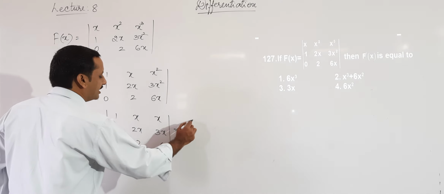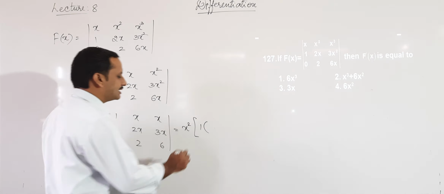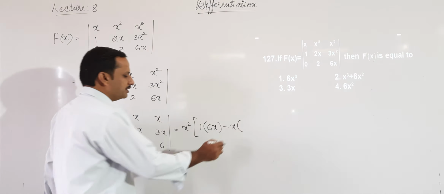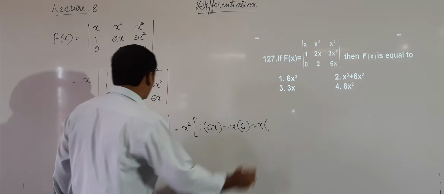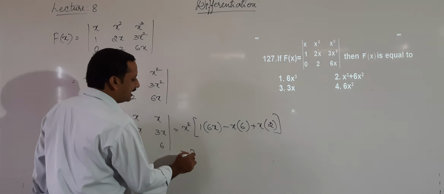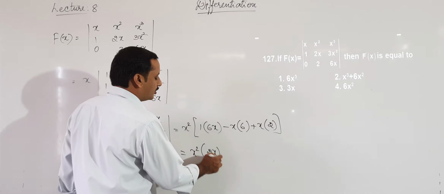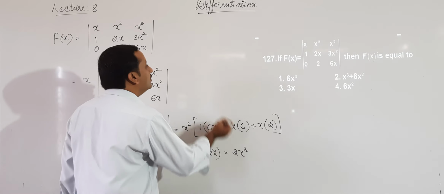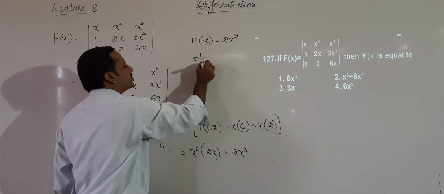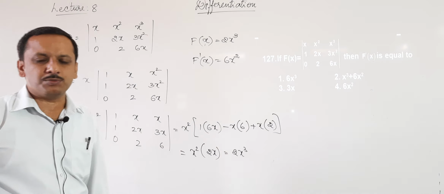Now expand this determinant, x square into 1 into, here you get 12x minus 6x, which is 6x, minus x into 6 minus 0, which is 6, plus x into 2 minus 0, which is 2. So, we get x square into, here 6x gets cancelled, you will have 2x here, together it will become 2x cube. So, we have f of x equal to 2x cube. The question is to find out f dash of x. Differentiate this, we get 6x square, which is the fourth option.